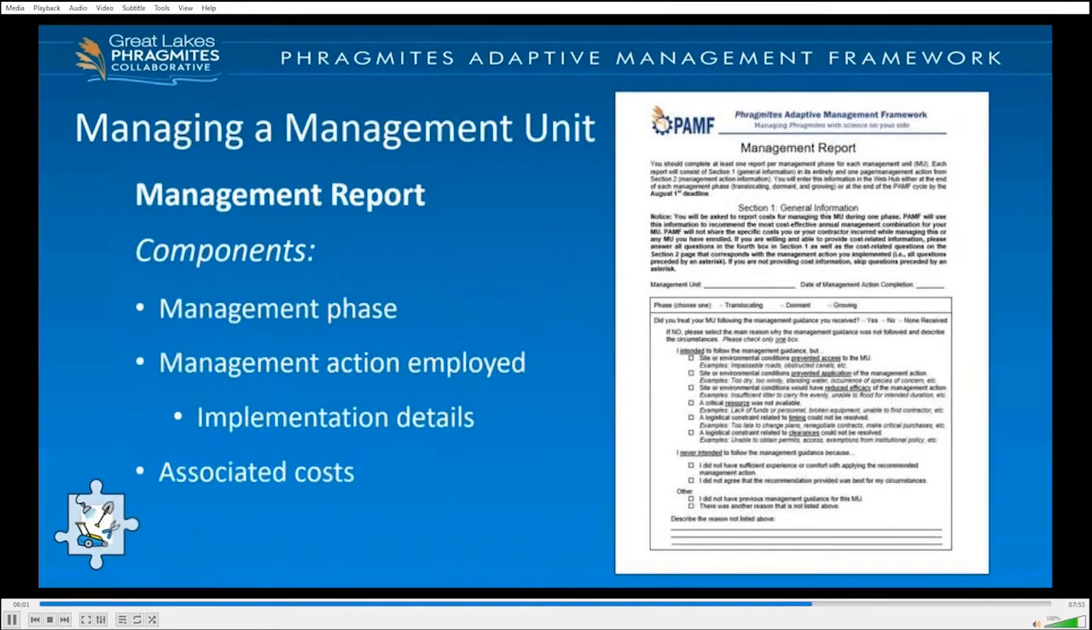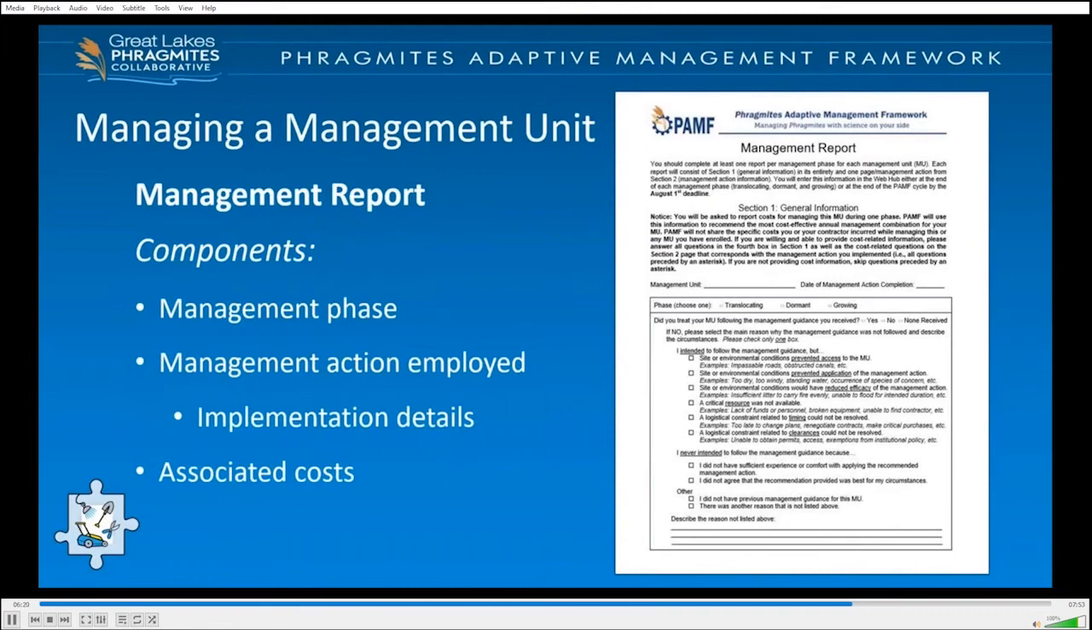The management reports can be found on the PAMF Web Hub or in the appendix of the PAMF Participant Guide. This image here shows 1 image of the blank report that you can take out into the field with you that can help you gather the necessary information you need for when you go back and submit the report on the Web Hub.